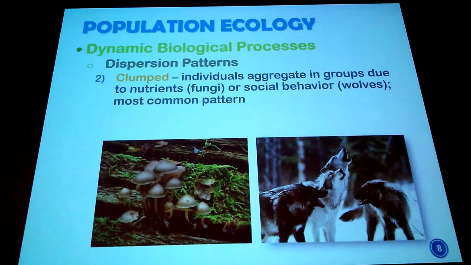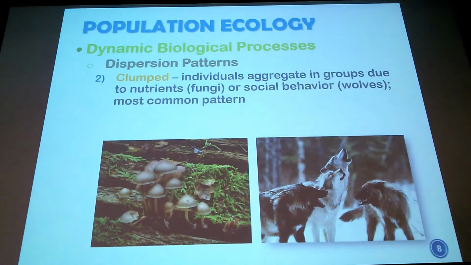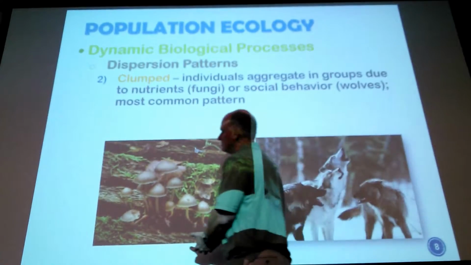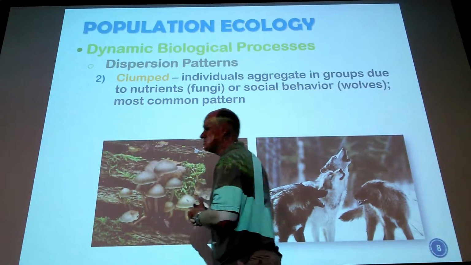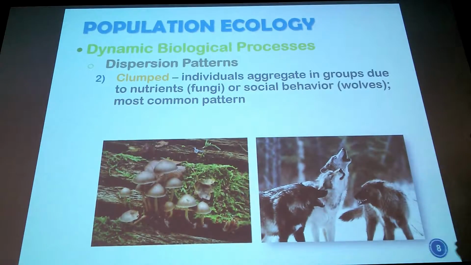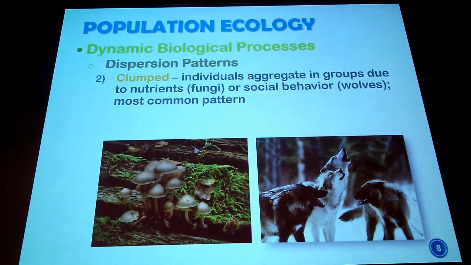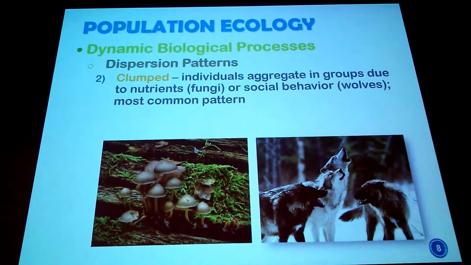Due to nutrients, fungi. Fungi grow on decaying organic material, and they will make use of it whenever they come across it. Whenever the spores are released, they land on this fallen tree and the fungi grow up. So there's plenty of resource here for the fungi. Or it could be behavior. Wolves, like most dogs, are pack animals. They like being together. They form a social hierarchy, and it works for them.